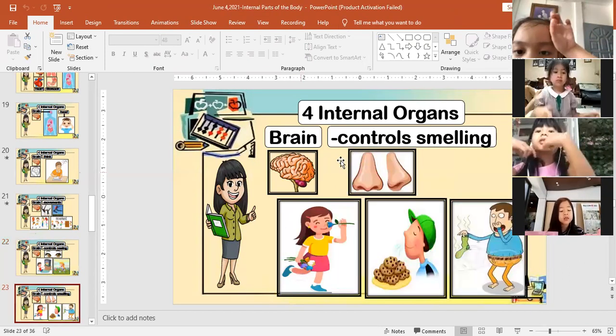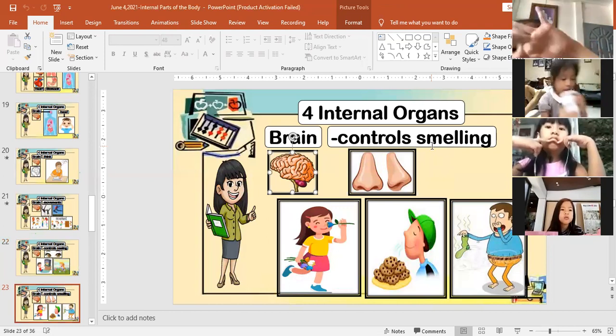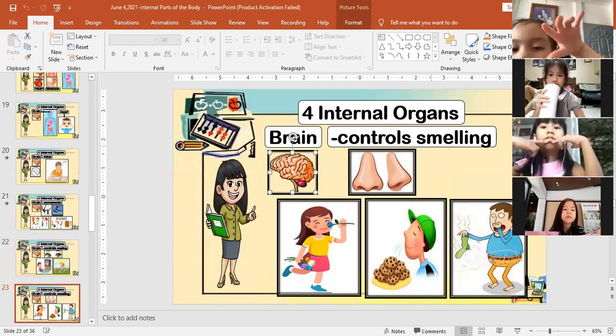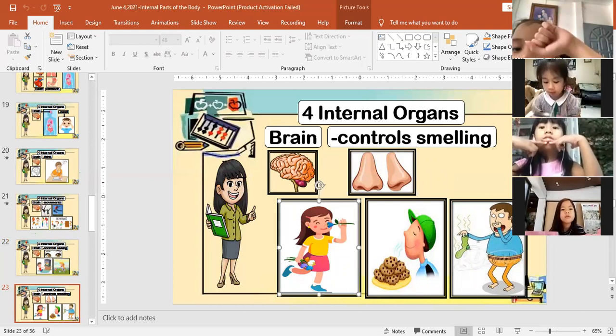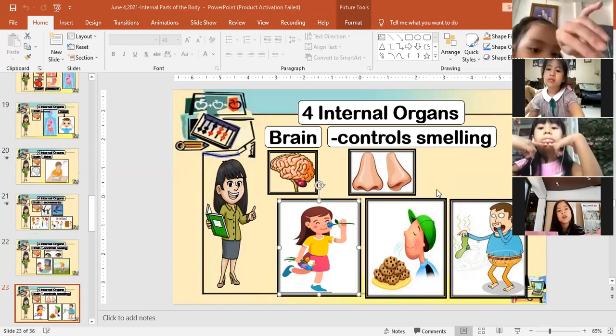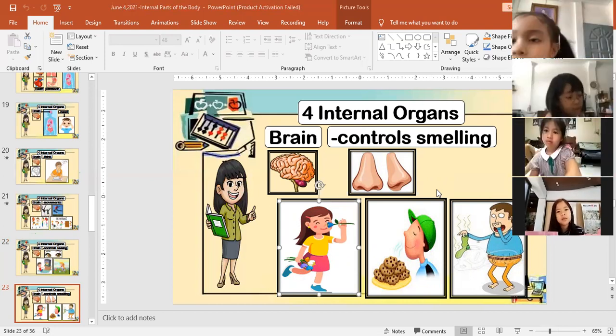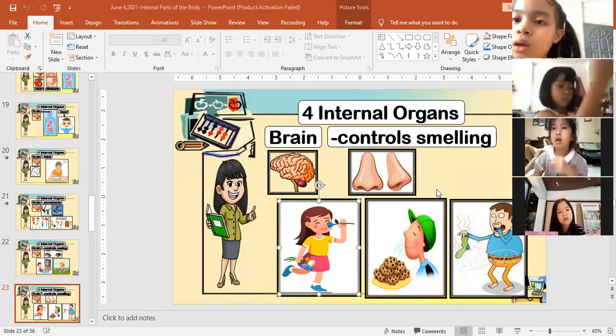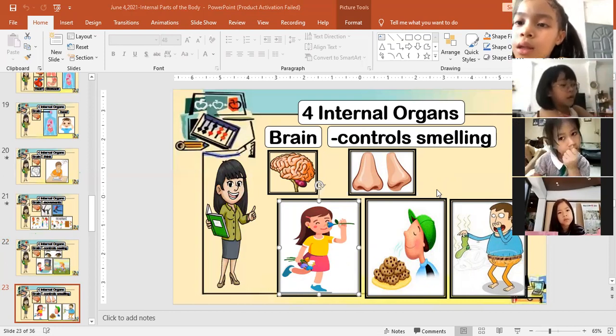That is your brain. Another one. The brain also controls the smelling, your nose. For example, when you are smelling the flower. What is the smell of the flower? Miss Penpani, what is the smell of the flower? Does it smell good or smell bad? Yes, it smells good, right?